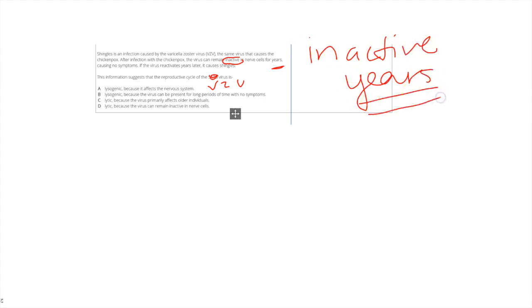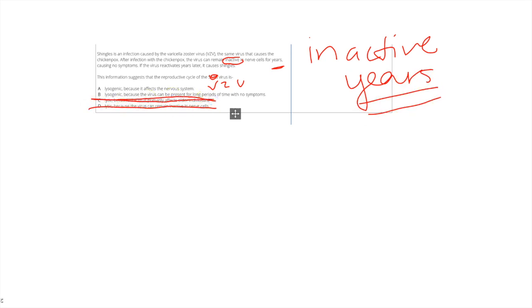And your last one, shingles infection is caused by Varicella zoster virus, or VZV, the same virus that causes the chickenpox. After an infection with the chickenpox, the virus can remain inactive, there's your keyword, inactive, in nerve cells for years, causing no symptoms. If the virus reactivates years later, it causes shingles. This information suggests that VZV virus is what? So again, if it's inactive or it takes years, both keywords, that means it is lysogenic. So we can cross off D and C because they say lytic.